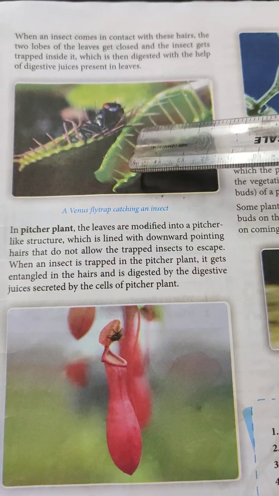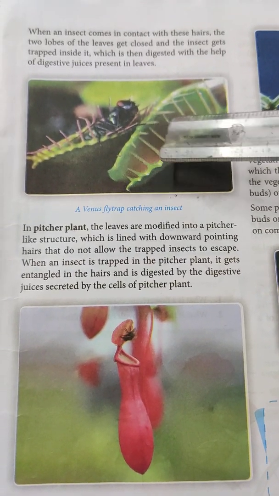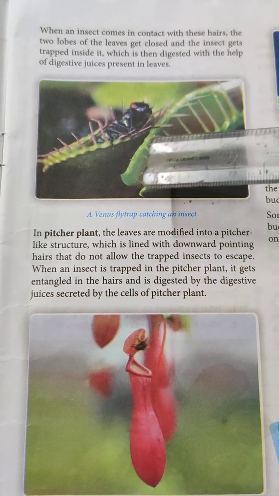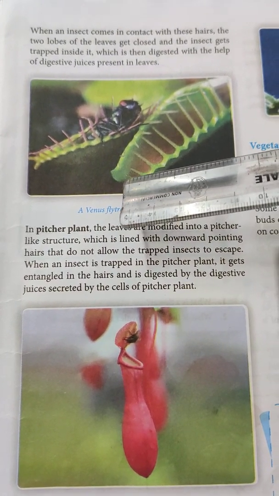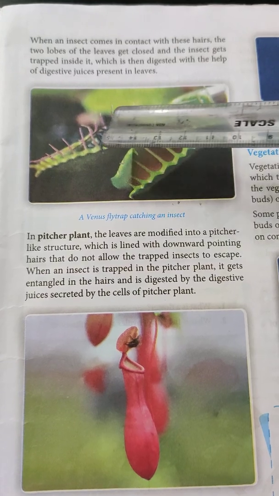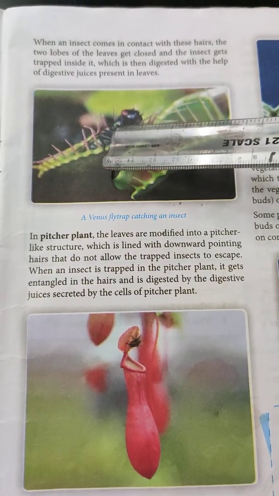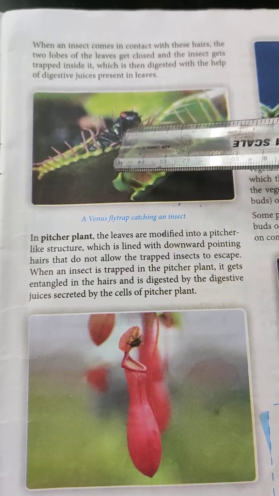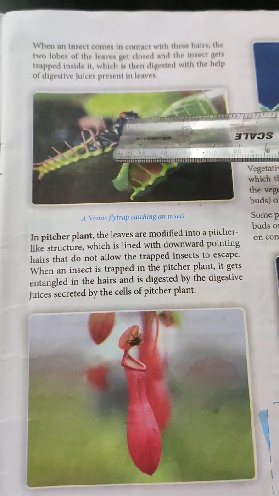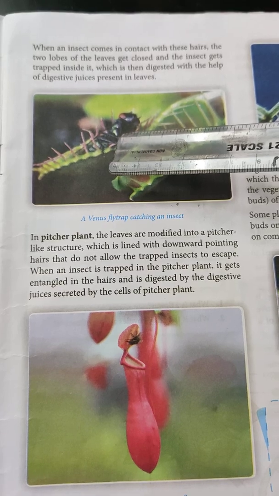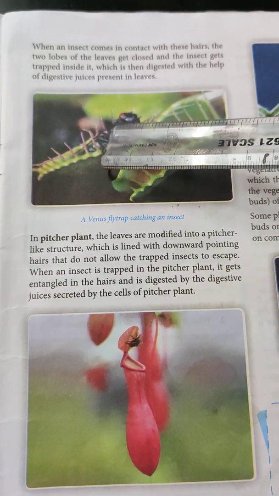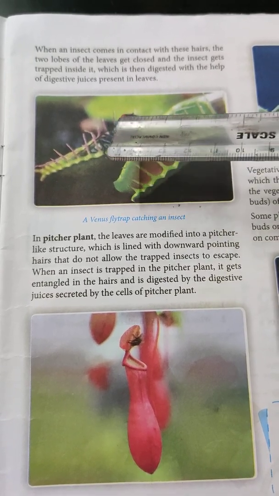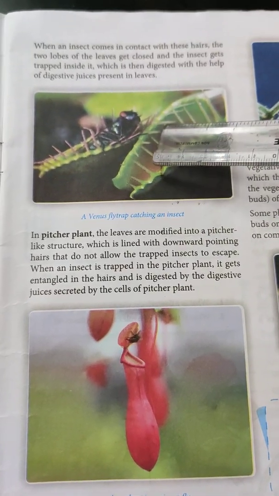In case of Venus flytrap, the leaves are modified in the form of a trap, as you can see in this diagram. The inner surface of the leaf has short, stiff hair. When the insect comes and sits on these structures, the two lobes of the leaves get closed and the insect gets trapped inside the trap. This insect is then digested with the help of digestive juices which are present in the leaves.